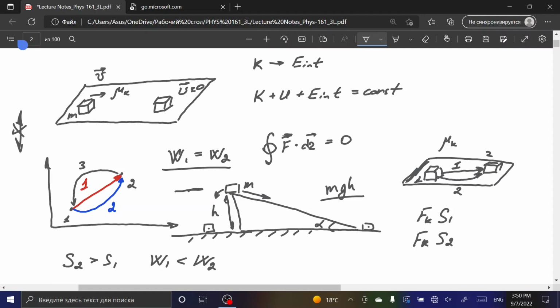Also, we introduced two types of forces, conservative and non-conservative. So conservative work doesn't depend on the path, and in the opposite, for a non-conservative force, of which a classical example is friction force, we have this dependence.